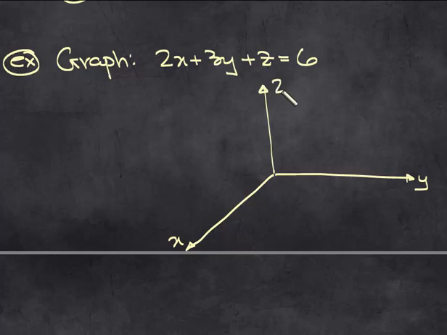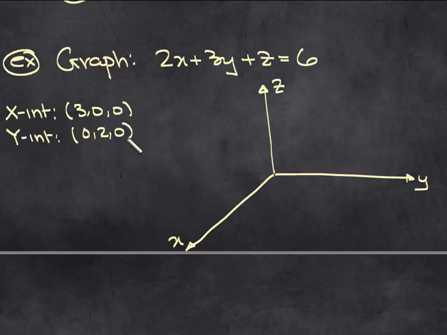So on the test, if I ask you to graph a plane, all you do is start with the intercepts. So the x-intercept is what? You set y and z to 0, so what do we get? If you set y and z to 0, what do we get for the x-intercept? So we get 3, 0, 0. The y-intercept here is, you set x and z to 0, so we get 0, 2, 0. And the z-intercept is, you set x and y to 0.